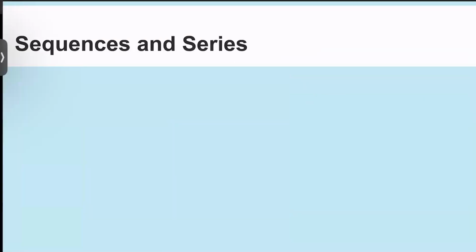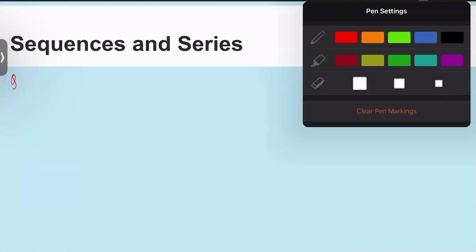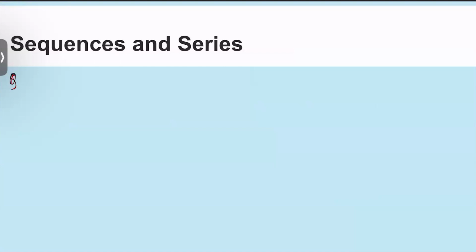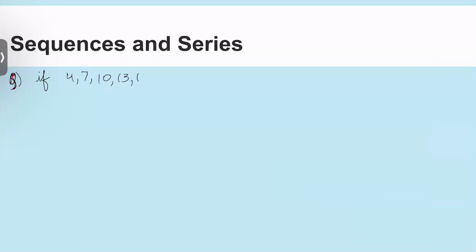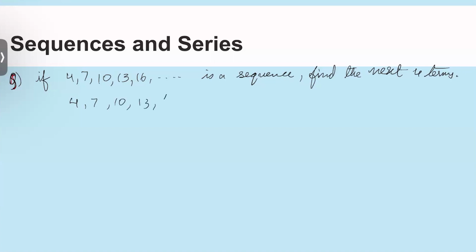Okay, so the question that can be asked is: if 4, 7, 10, 13, 16 is a sequence, find the next 4 terms. So over here you have 4, 7, 10, 13, 16.